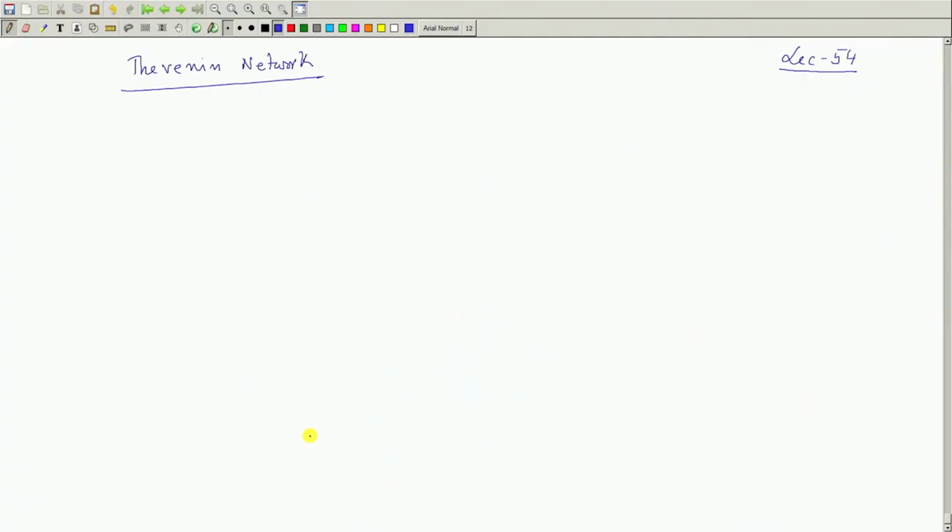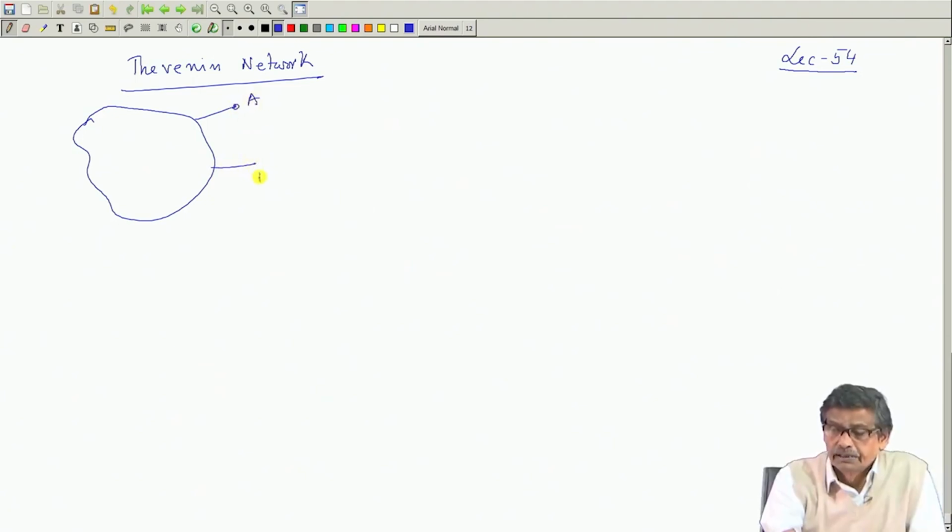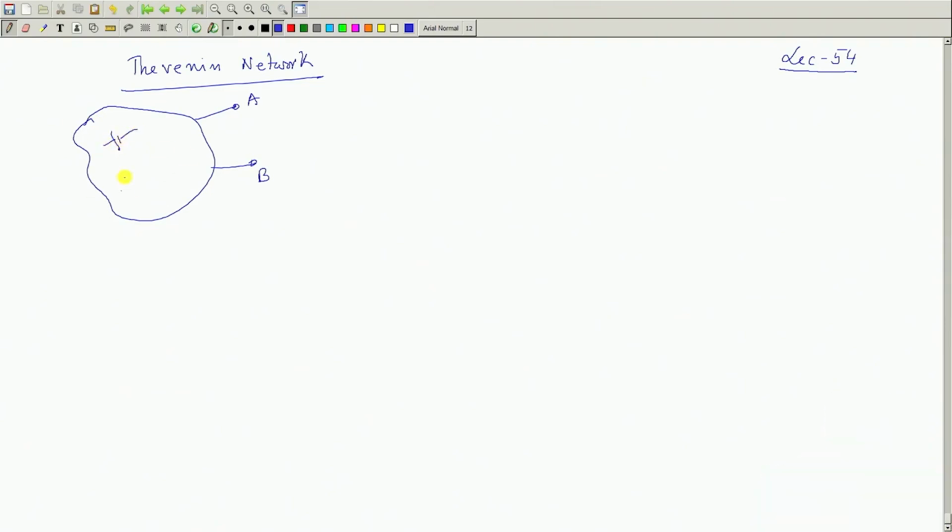So, welcome to the network analysis course, 54th lecture, and today I will be telling you about Thevenin's network. Any network, first I tell the statement across points A and B. Here is a network having several voltage sources and several current sources, all interconnected R, L, C, whatever it is.